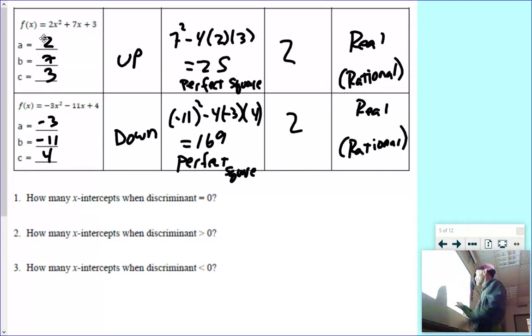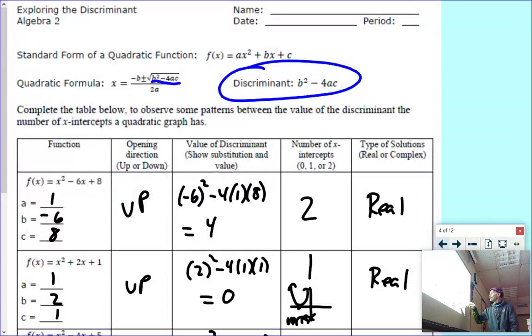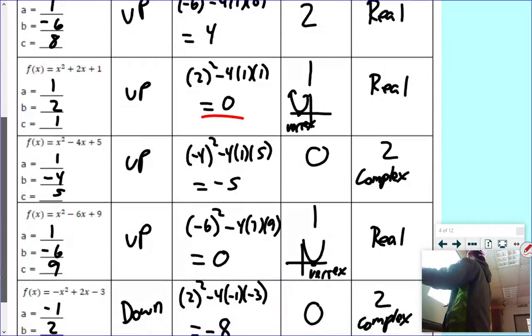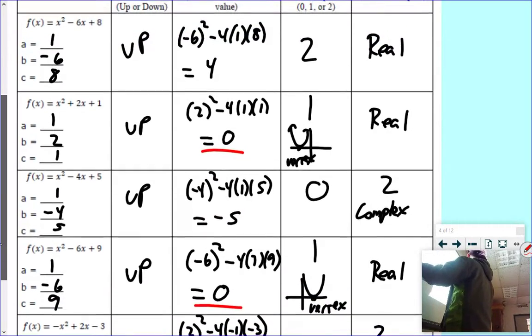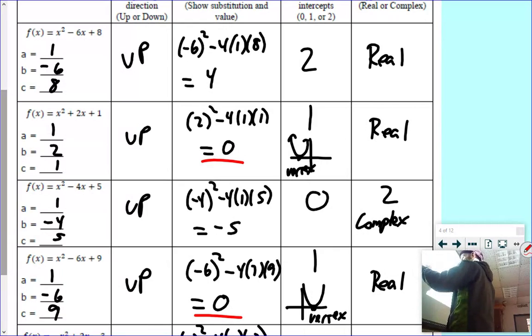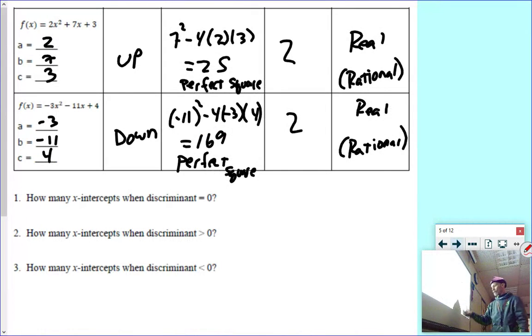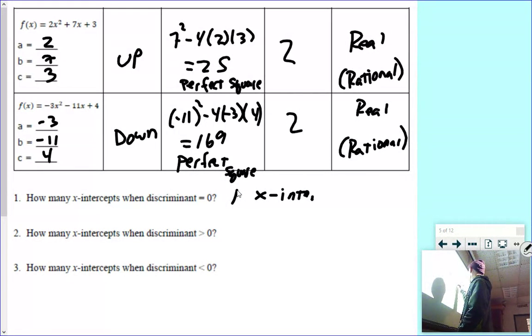So the first question, how many x-intercepts when the discriminant is equal to 0? Well, when it's equal to 0 was this guy right here, and then the other one right here. Whenever that happened, that gave us 1 x-intercept. So we can say that as a general rule. If the discriminant is equal to 0, you know you're going to have 1 x-intercept at the vertex, which means that one solution is going to be a real solution.